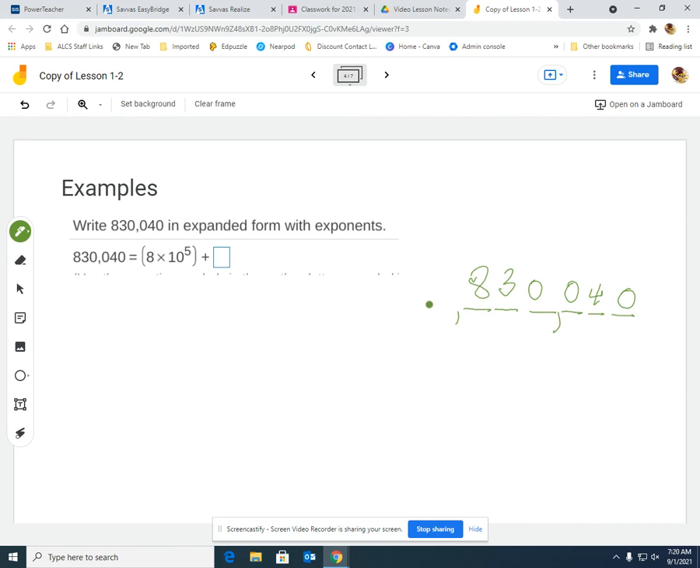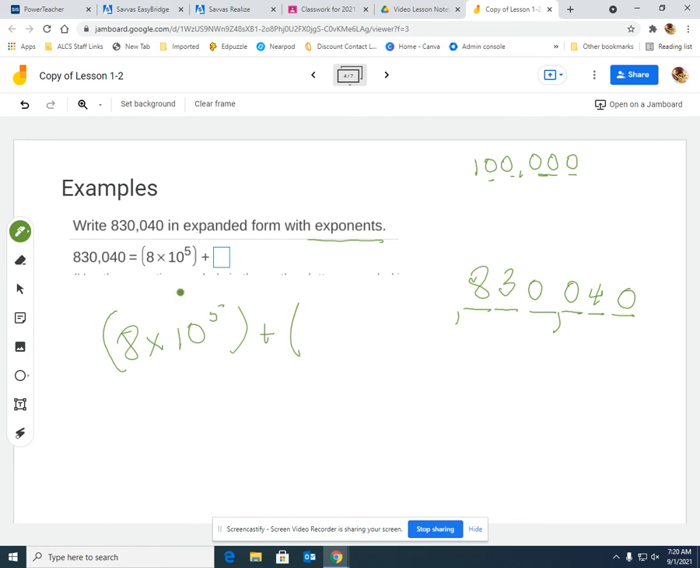So if I want to write that in expanded form, it's going to be digit 8 times its place value, but we're going to use place value using exponents. So this 8 is in the 100,000s place. 1, 2, 3, 4, 5. There's my number of zeros. That tells me what my exponent's going to be. This is 10 to the 5th power. I write it in parentheses.